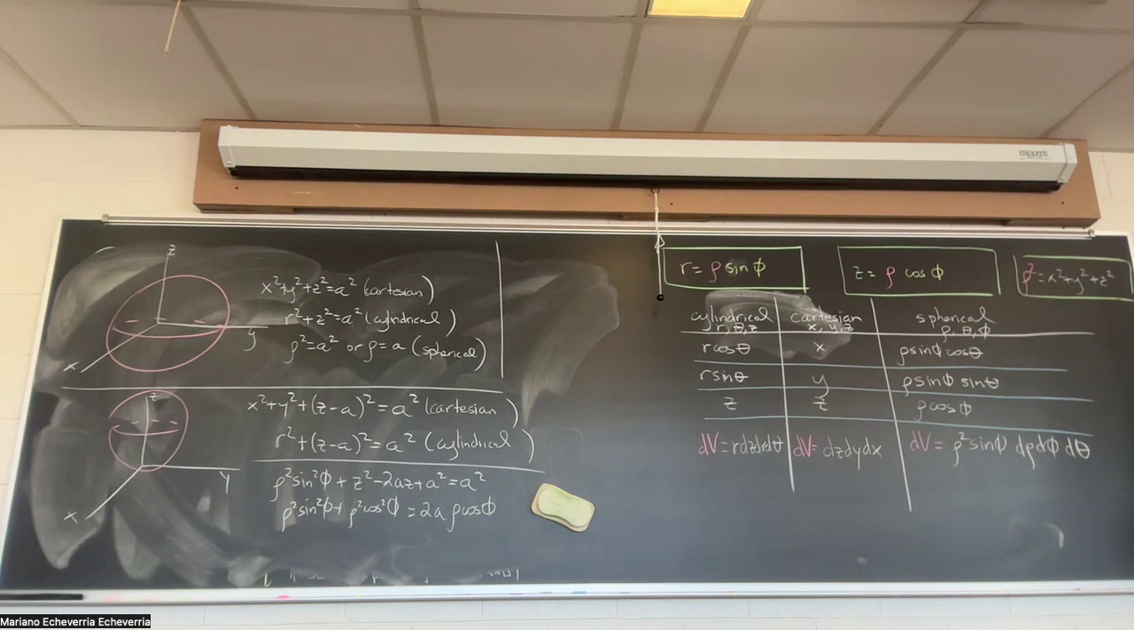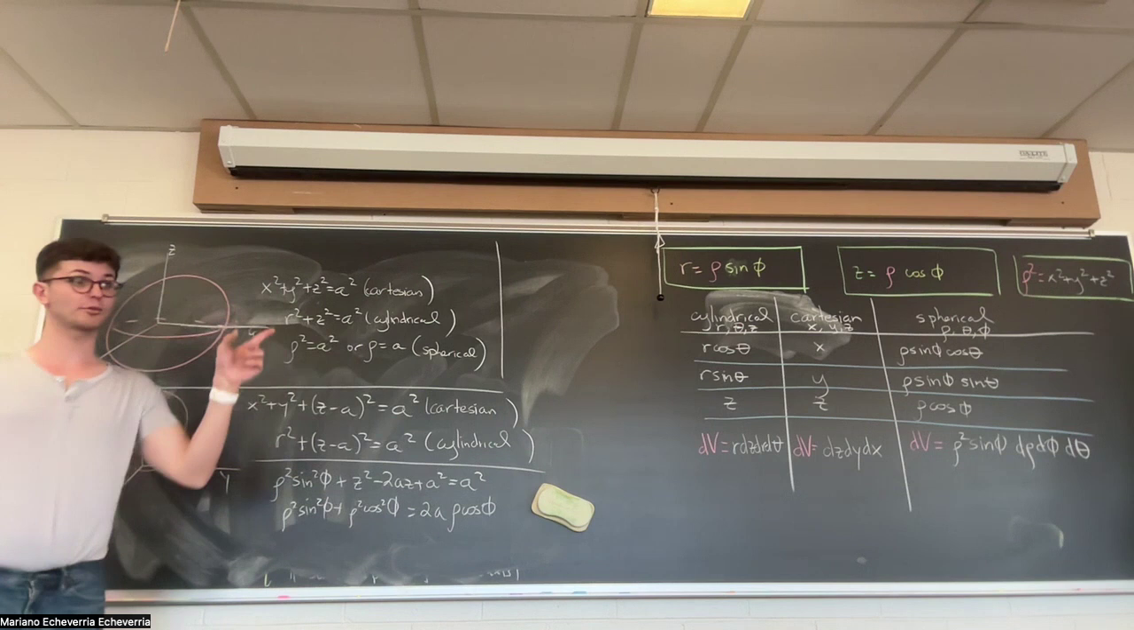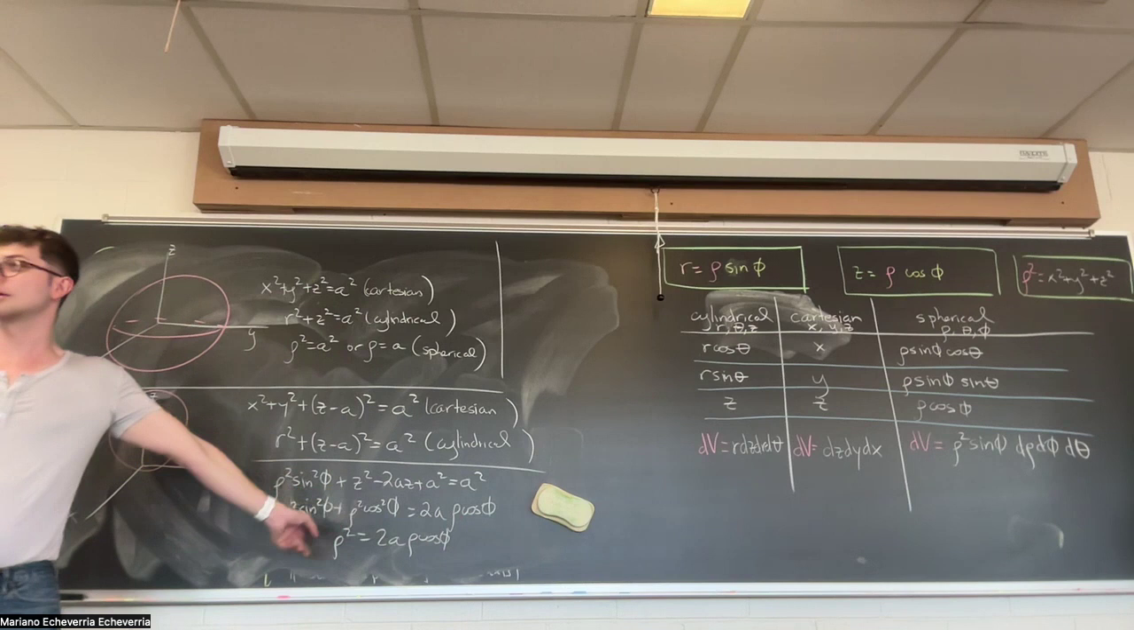And then what can we do? This still can be simplified a bit more, right? If you factorize the rho squared, you get sine squared plus cosine squared, which we know is one. So you just get rho squared equals 2a rho cosine of phi. And now there's a rho on both sides of the equation, and you can get rid of that one as well. And that's the most you can simplify.